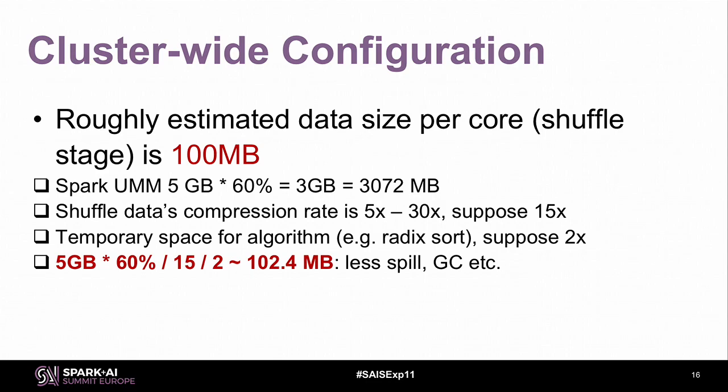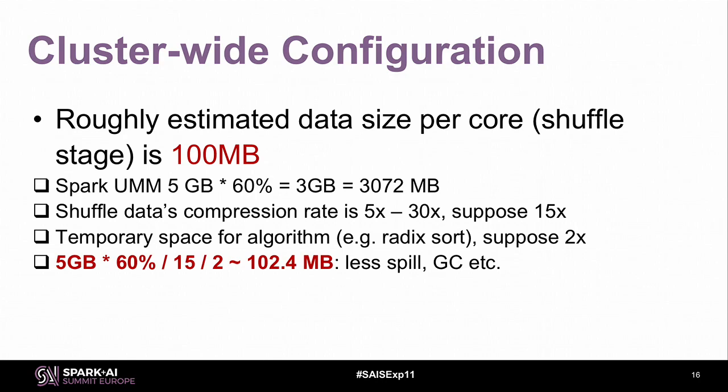So if each core has 5 gigabytes of memory, how much data can it process for each task? Spark's unified memory manager will use 60% of the memory for query execution. So we have 3 gigabytes of memory available for each core. The shuffle data is usually sorted and compressed. The compression rate ranges from 5 times to 30 times. We suppose 15 times. And we need to consider the temporary space for algorithms like radix sort. Suppose 2 times. So roughly, we can use this formula to get a number, 100 megabytes.